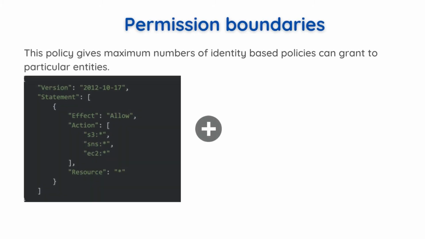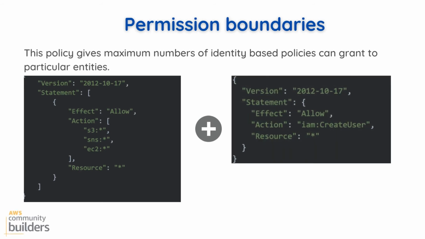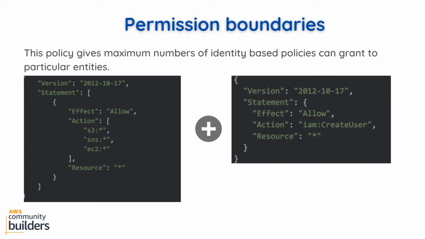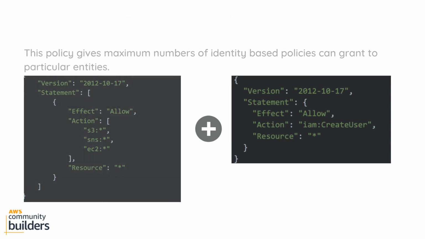For example, let's assume that a user named sample user should be allowed to manage only Amazon S3, Amazon EC2, and SNS. To enforce this rule, you can use the left-hand side policy to set the permissions boundary for the sample user. Consider if you add another policy to create an IAM user, then it will not allow the IAM user creation operation even if it has a policy to do it, because the user can never perform operations in any other services. This is called a permission boundary.